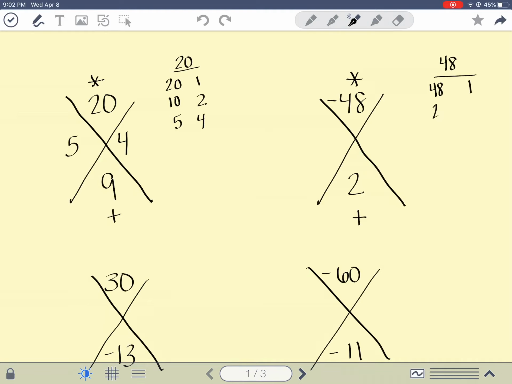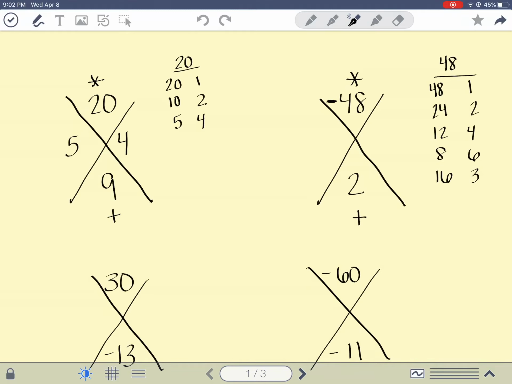Okay, so I know that I have 48 times 1 is 48. 24 times 2 gives me 48. 12 times 4. 6 times 8. Oh, I switched to the 6 and the 8. I want the big numbers on the other side. So we've got 8 and 6, all right? And then we've got 16 and 3. All right, so if I look, 48 times 1, 24 times 2, 12 times 4, 8 times 6, and 16 times 3. All of these give me 48.